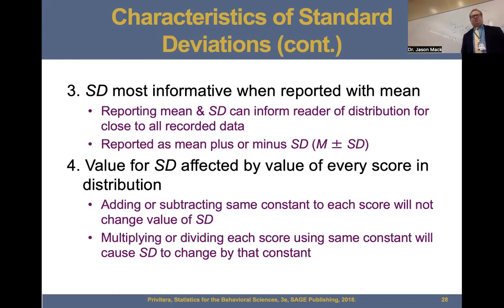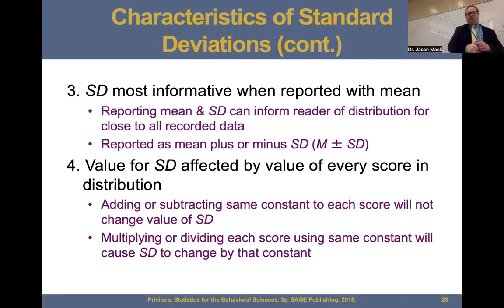Standard deviation is most informative when reported with the mean. Reporting the mean and standard deviation can inform the reader of the distribution of the data. It's always going to be recorded like this: mean plus or minus standard deviation. Or you might see some numbers: 115 plus or minus 20, mean plus or minus standard deviation. So when you see this, think that. There's stuff in WebAssign like that. It's always mean first, plus or minus standard deviation.